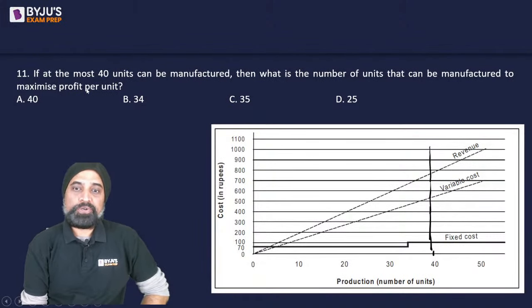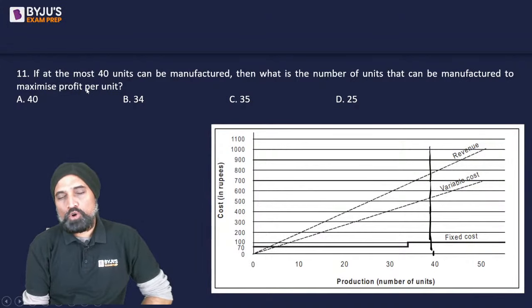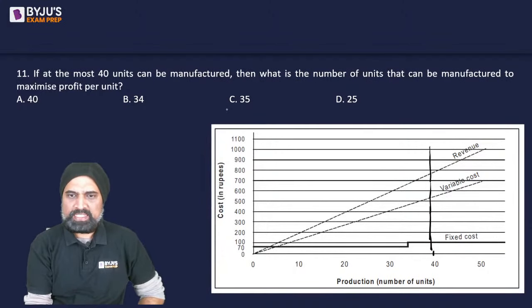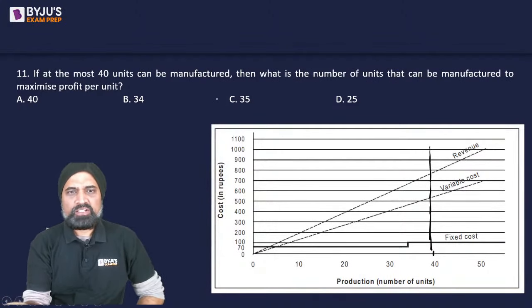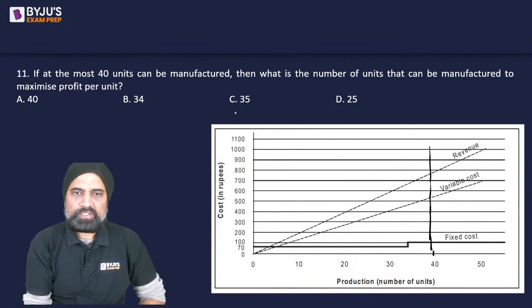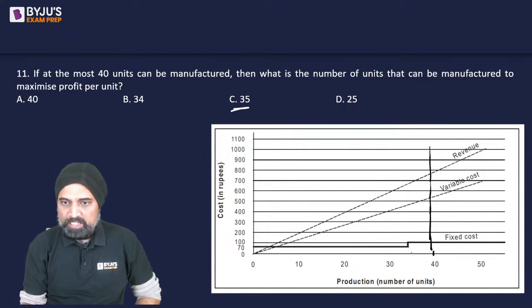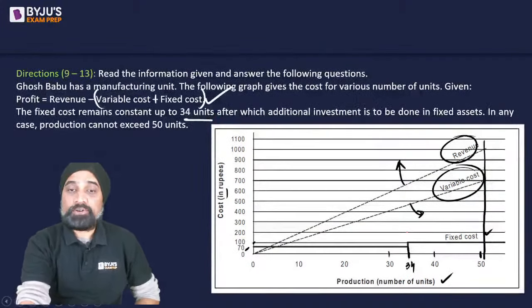So can we say that for profit per unit, let's not go via the equations. Let's use the options again. Let's start with a number which is somewhere in the middle. So let's take 35 and see what happens. So this is 34, right? Okay, let's do one thing, let's take 34. Now at 34, do we have to take 70 or 100?